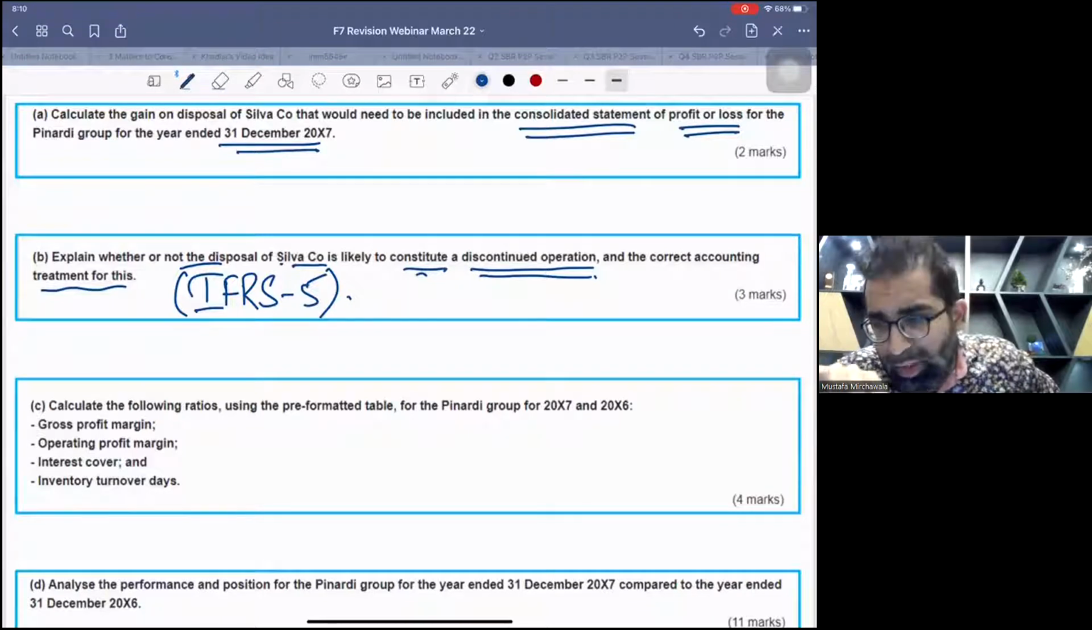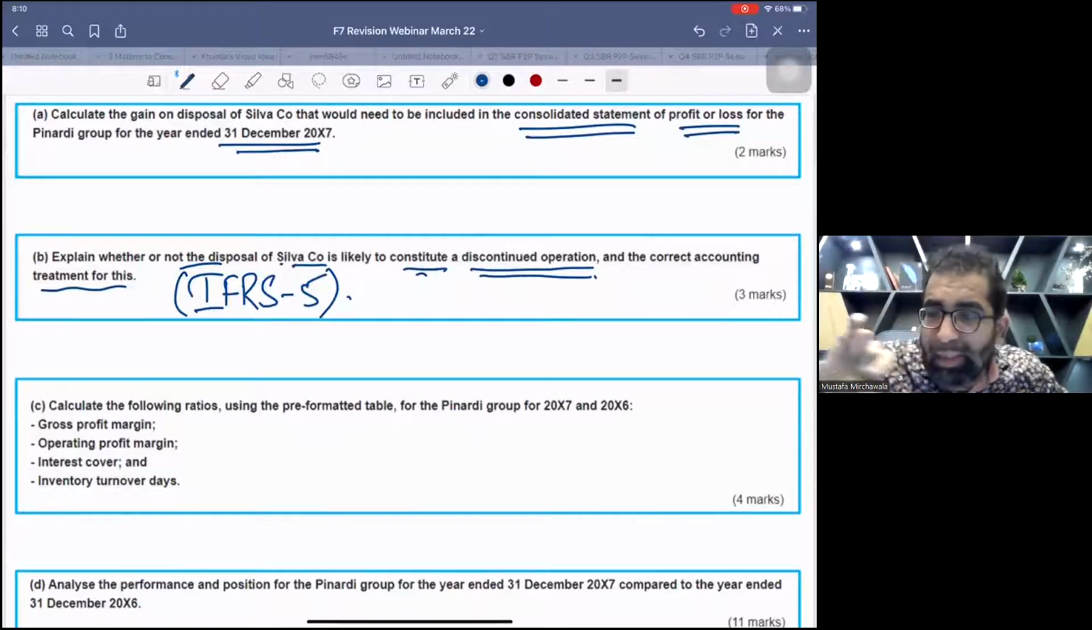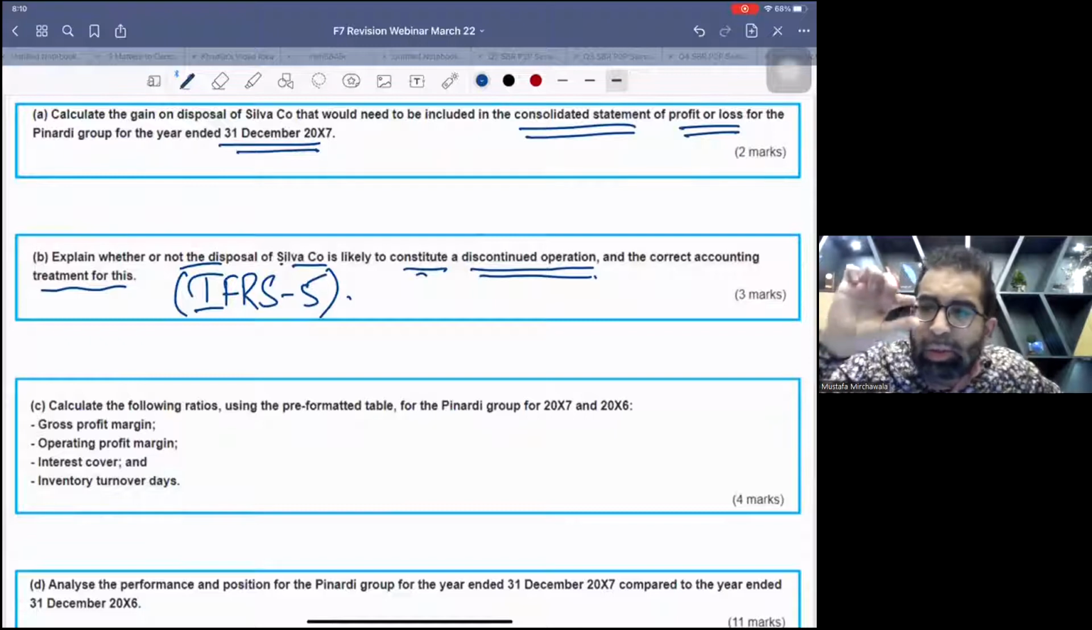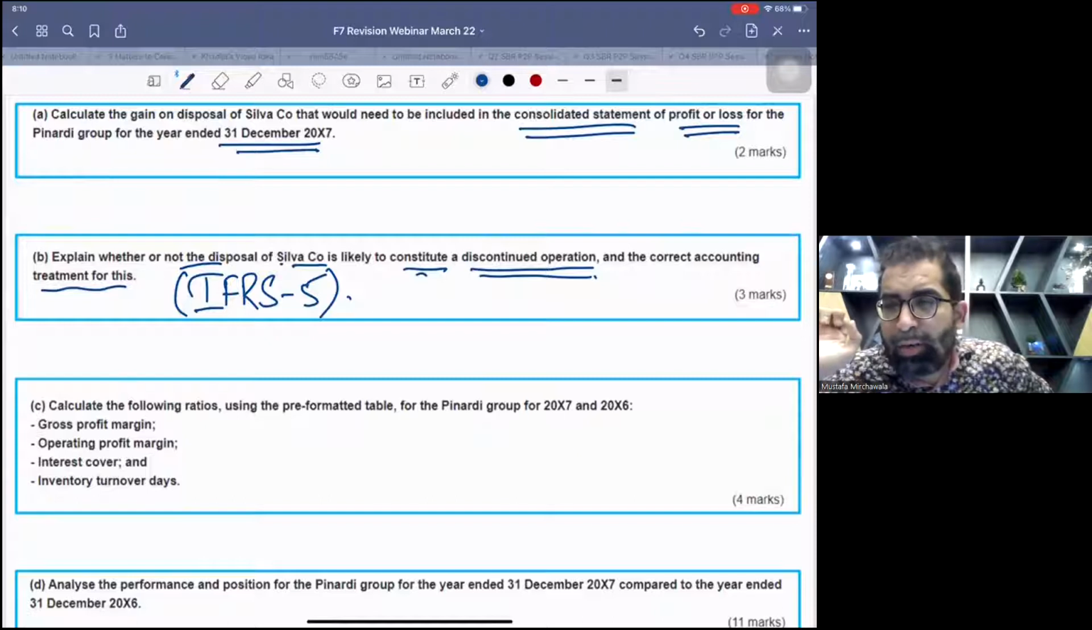Each and everything related to that segment, we have to report in the separate line, that is profit and loss from discontinued operation. Continuing operations are separate, discontinued operation is a separate line. So in 2007 we should report this 2.8 million gain on disposal as a separate line on the face of the income statement with the heading of profit and loss from discontinued operation.